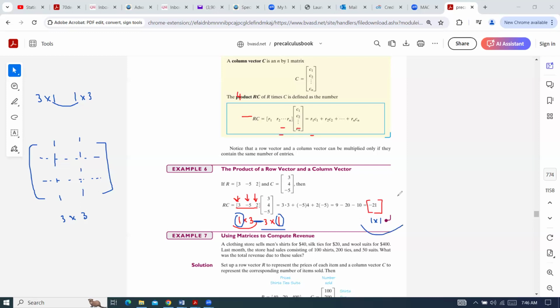So how does multiplication work? You multiply always a row from the first by the column from the second, and then add the results. So notice they add the results of these multiplications. So what they multiply is 3 with 3, 5 with 4, and 2 with -5. That's what they wrote. 3 times 3, minus 5 times 4, and 2 with -5. And then they add all that, and they end up with -20.